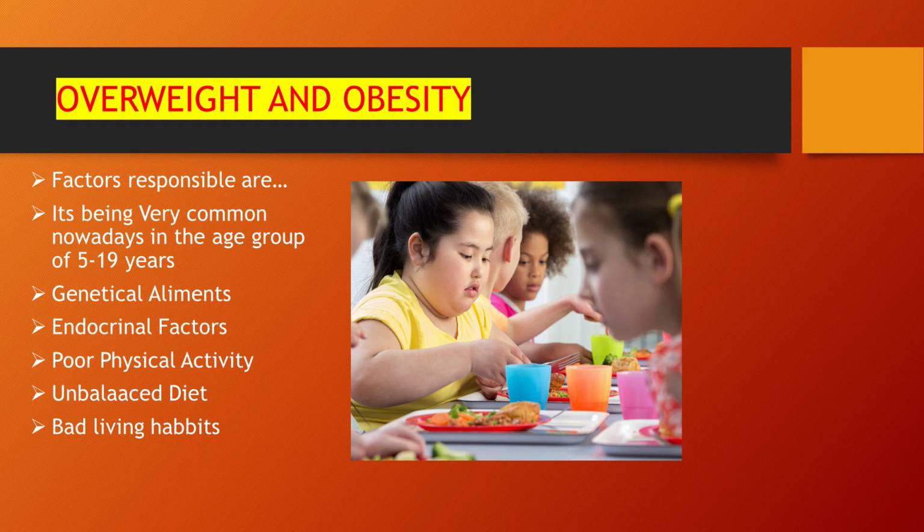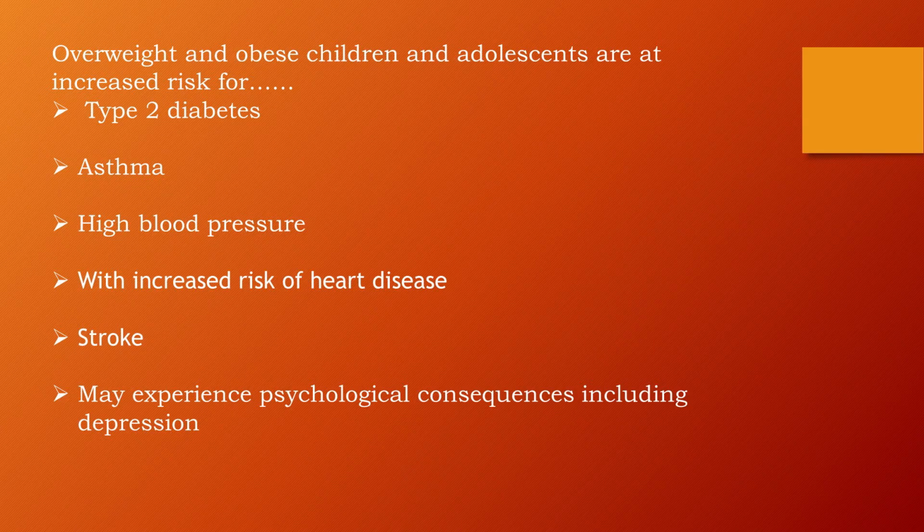living habits, and your living habits may worsen. If your living habits are bad, then it may reflect on your personality or on your weight, and especially in the child age group of 5 to 19 years, you may find your child becoming overweight and obese. This is very important. Now, why do you have to think so much about overweight and obesity, especially in this age group of children and adolescents?